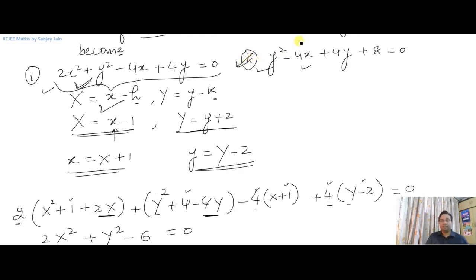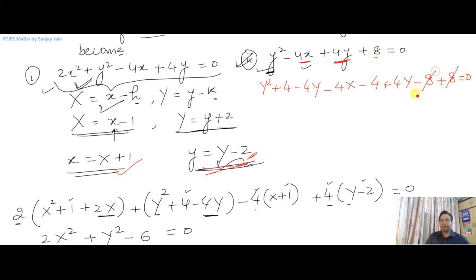Now let us look at the second one. If I replace small y with Y minus 2, it will be Y squared plus 4 minus 4Y. Then there is minus 4x, so it will be minus 4 capital X minus 4. Then there is plus 4y, so it will become plus 4 capital Y minus 8. And then there is plus 8 and it is equal to 0.